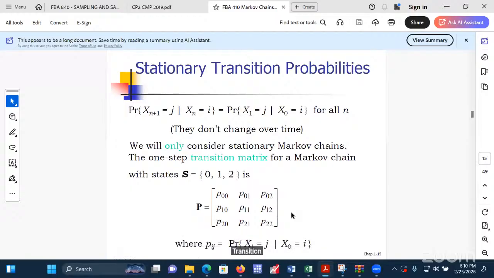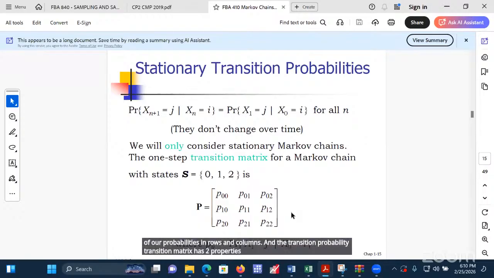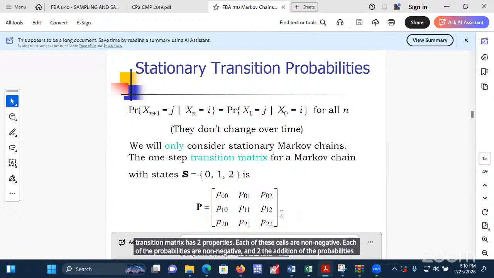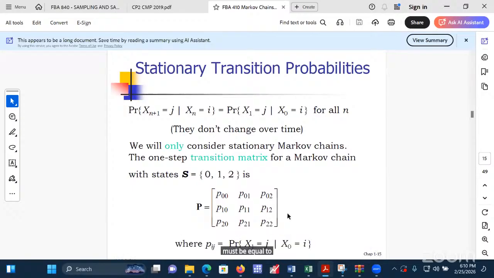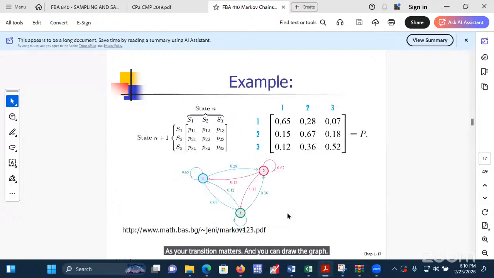Transition probability and transition matrix are 2 different things. The matrix is the arrangement of our probabilities in rows and columns. And the transition matrix has 2 properties. Each of the probabilities is non-negative, and the addition of the probabilities for each row must be equal to 1. If you have that, that's your transition matrix. And you can draw the graph of a transition matrix, which is called a transition graph. It shows you how the process moves from one state to another. Now let's consider the graph that is before us.